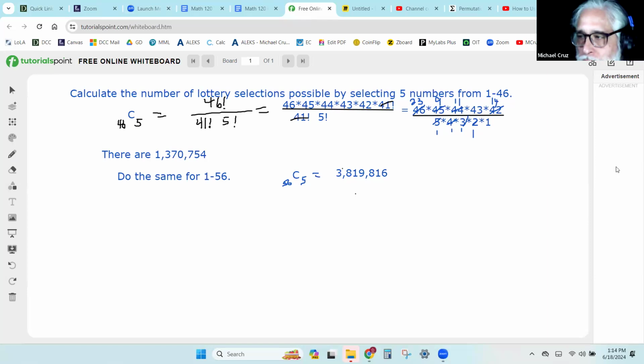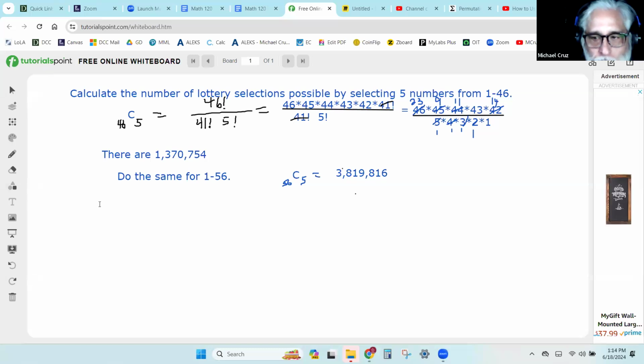So let's just go ahead and set it up like this. So it's going to be 56 up top. And then down here, we're going to have the 56 minus 5, which is 51. And then we got the 5 factorial.